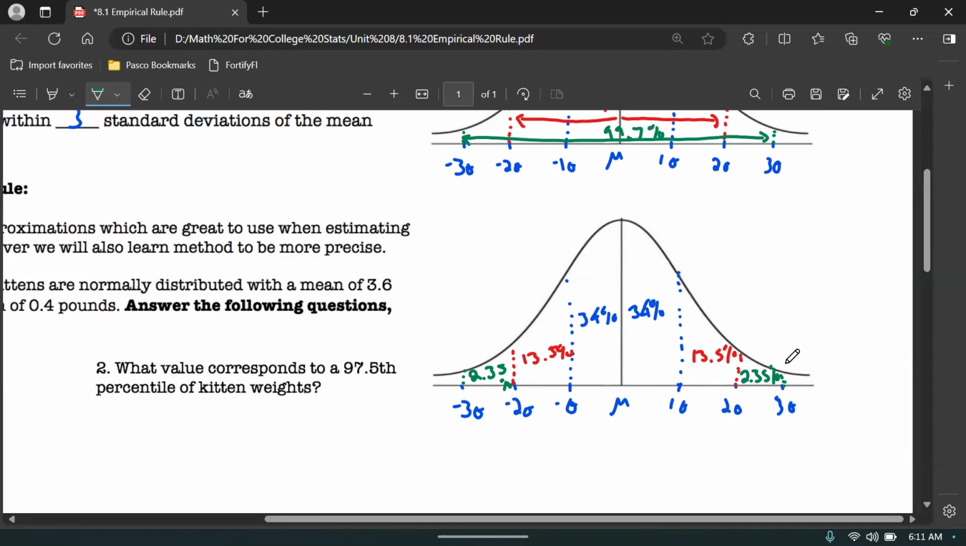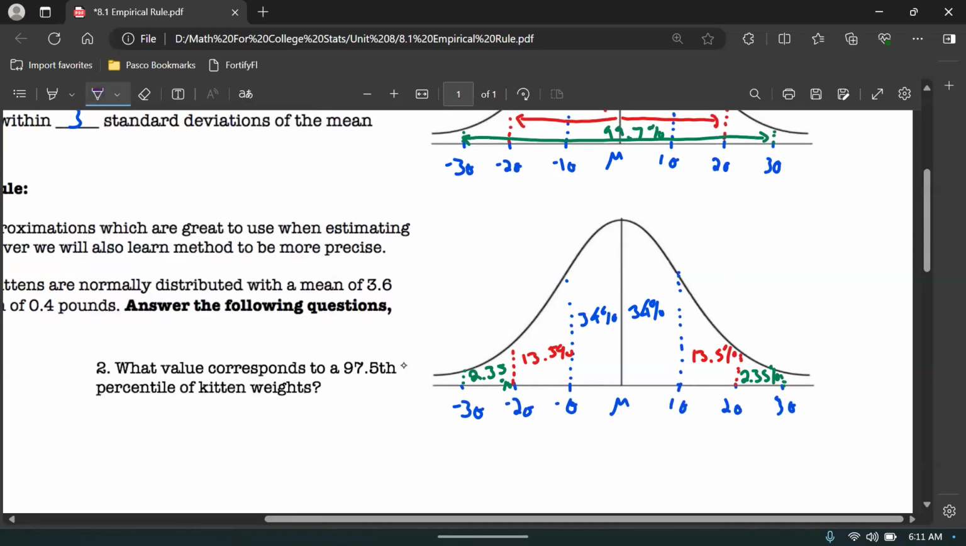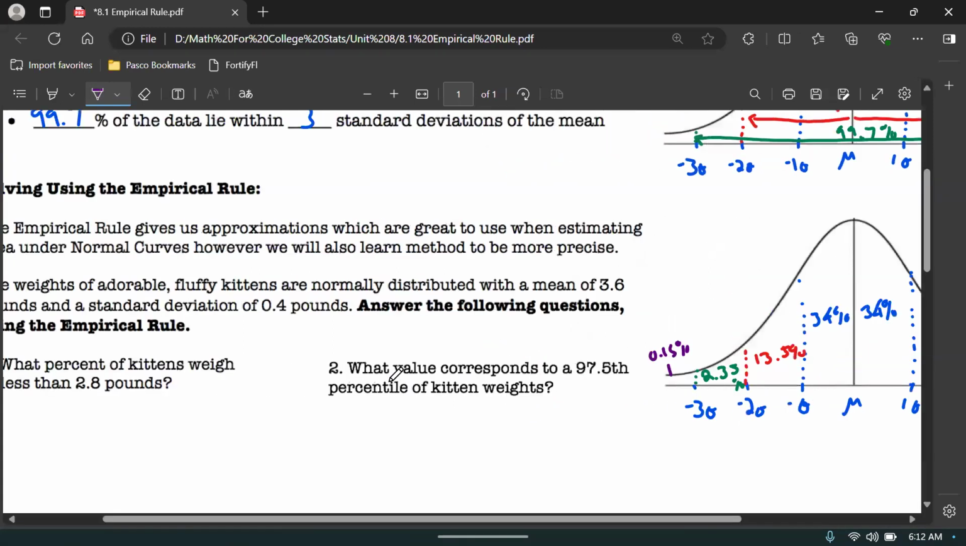And then finally, because that has to add up to 100, the only thing remaining, because this is 99.7, would be 0.3. 0.3 is split to either side. So if we cut the remaining 0.3 in half, we'll have 0.15% here and 0.15% here. So now it's 100% of the data all accounted for. These distinguished regions will help us, because we're going to have to find certain areas on certain parts of the curve. You'll see, we'll get to it.